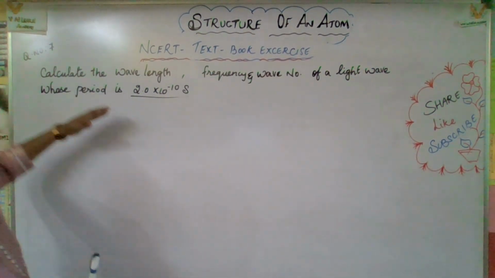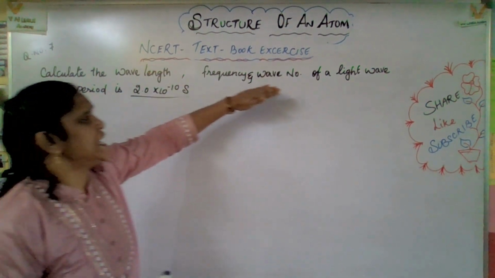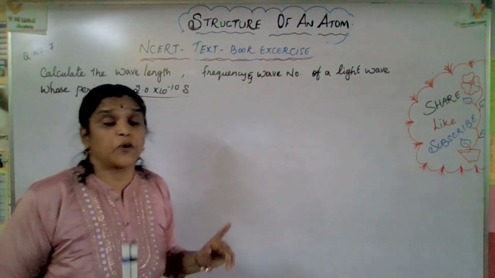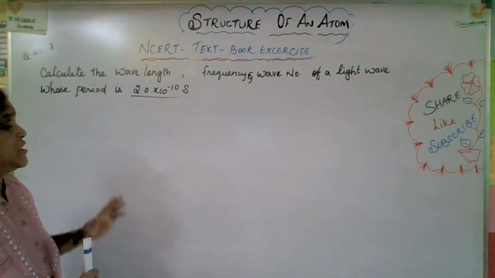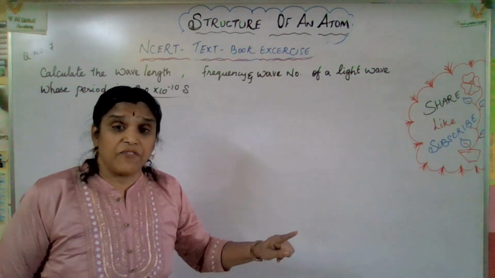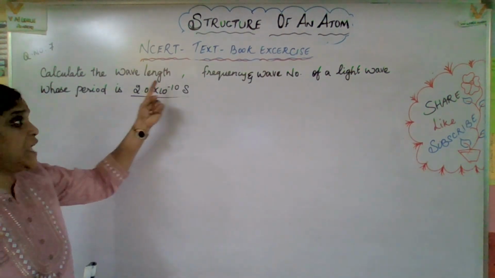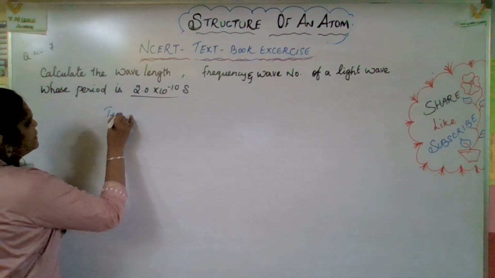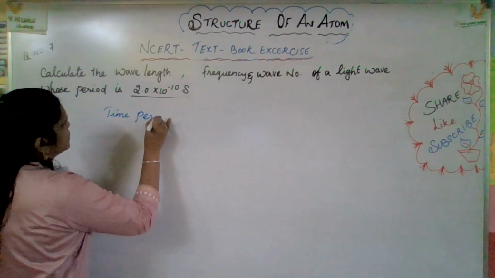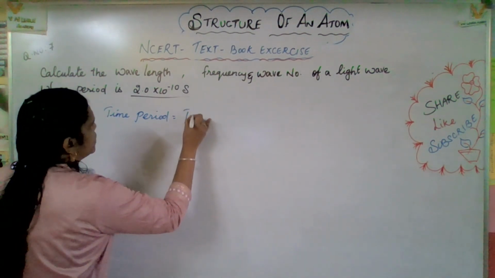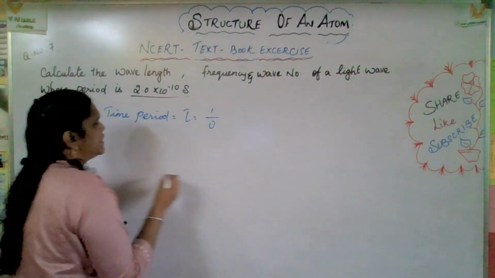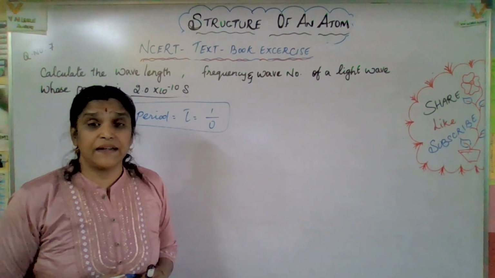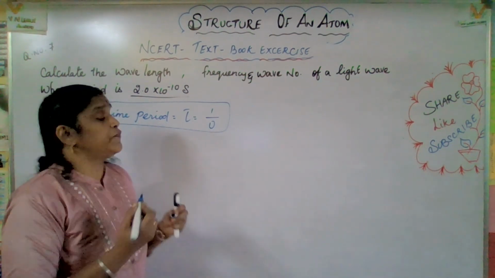The next question: calculate the wavelength, frequency, and wave number of a light wave whose period is 2.0 into 10 to the power of minus 10 seconds. Actually, they have given the time period value. You have to find out the wavelength, frequency, and wave number. First and foremost, the time period tau is equal to 1 by nu. It is the reciprocal of the frequency.